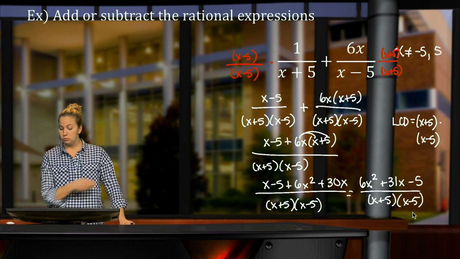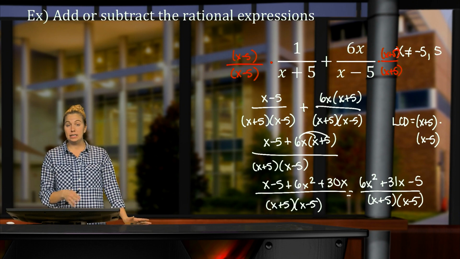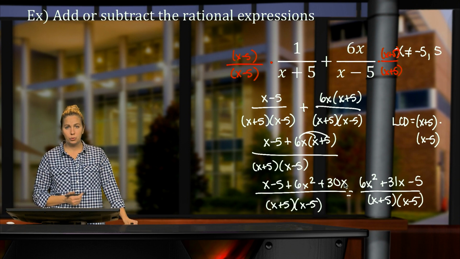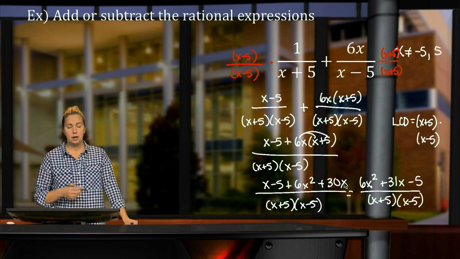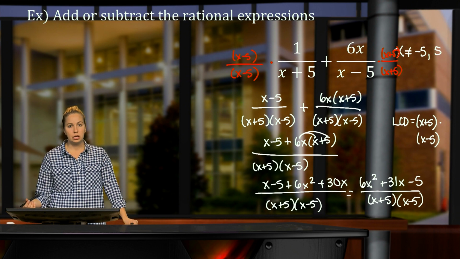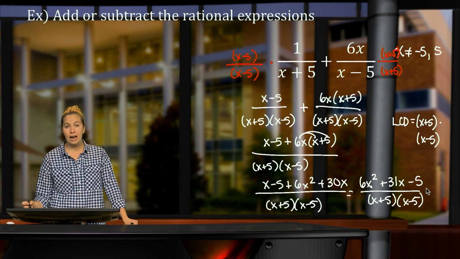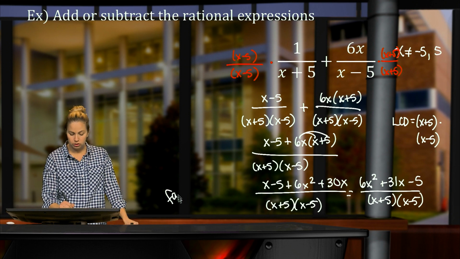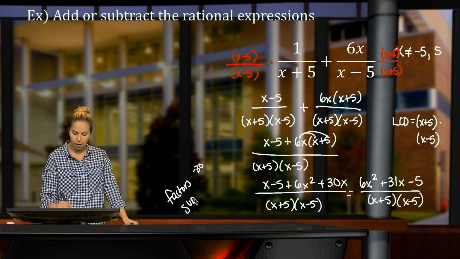So now we've effectively added these two fractions, but when we look at this numerator, 6x squared plus 31x minus 5, it looks like it might factor. If we do some brainstorming, we would factor this using our AC method. We need factors of -30 that sum to +31.